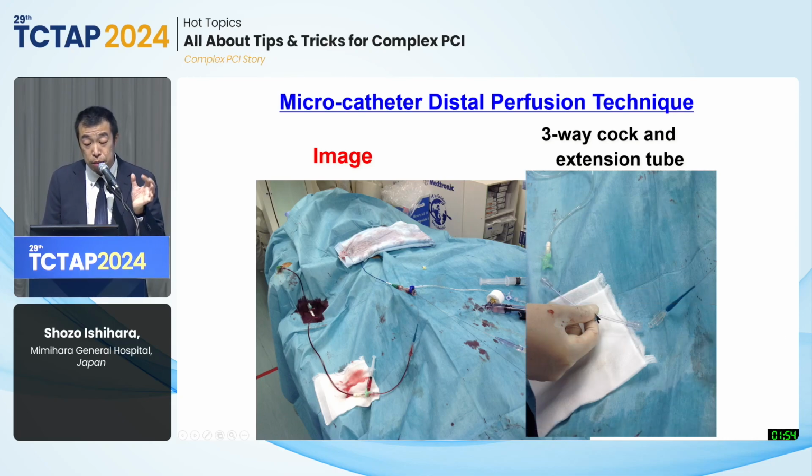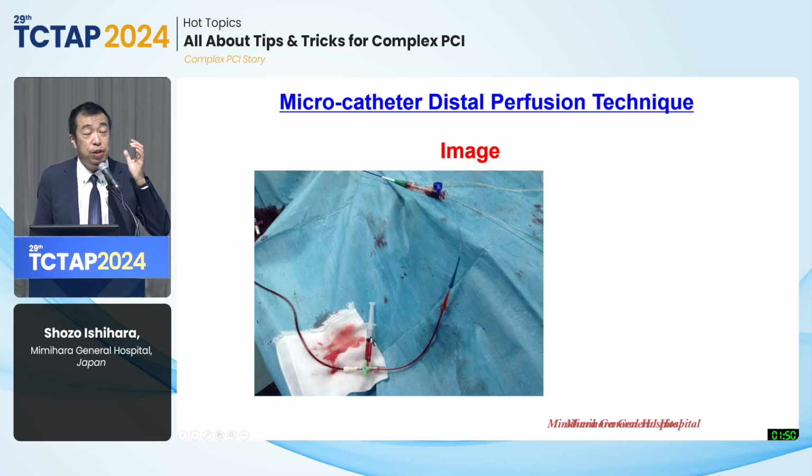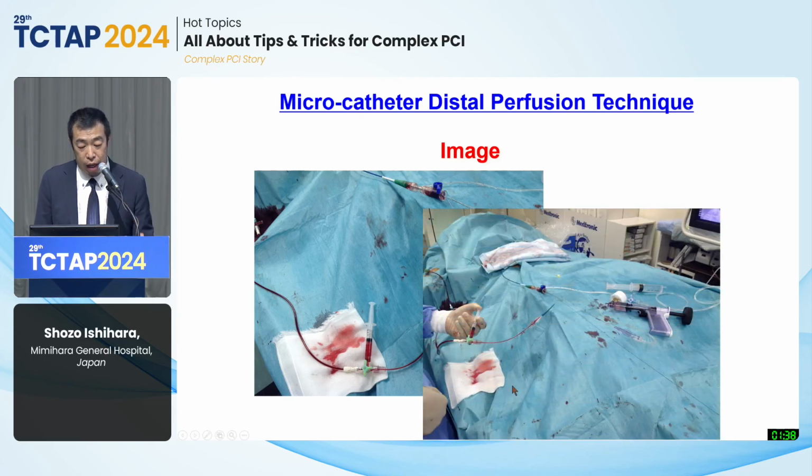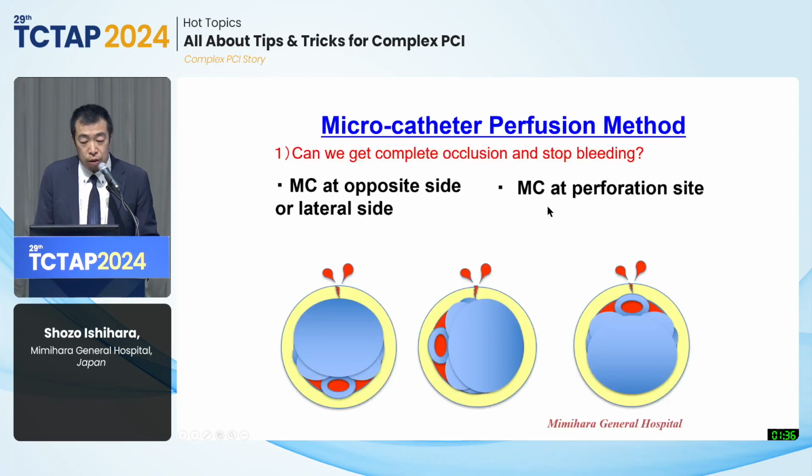So we need a small extension tube like this. We should inject by hand injection with a small syringe. It is important. The patient's blood pressure and circulation are not enough, so we should inject by hand injection like this. Some doctors ask, is it possible to occlude the perfusion site, the perforation site?